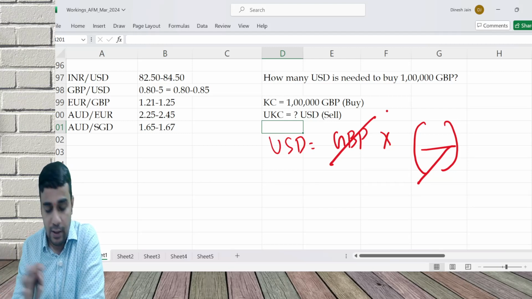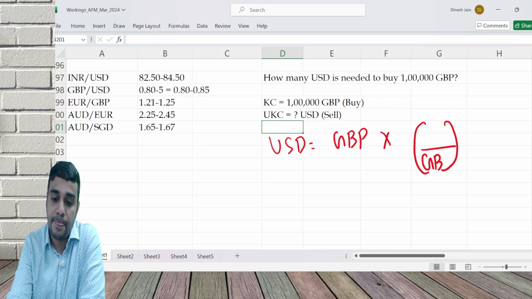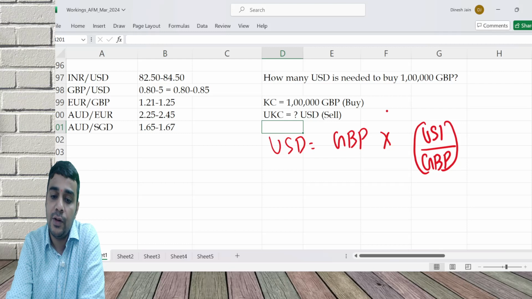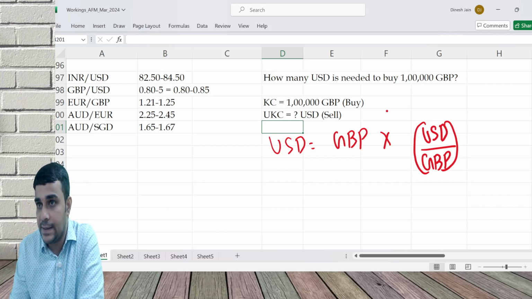Again, I'm explaining what I do for my step. USD is equal to GBP into what should I write there? So GBP is cancelled. First, I write GBP in the denominator, so GBP has to get cancelled, and what I want in the numerator is USD. Any doubts? This is my second step.